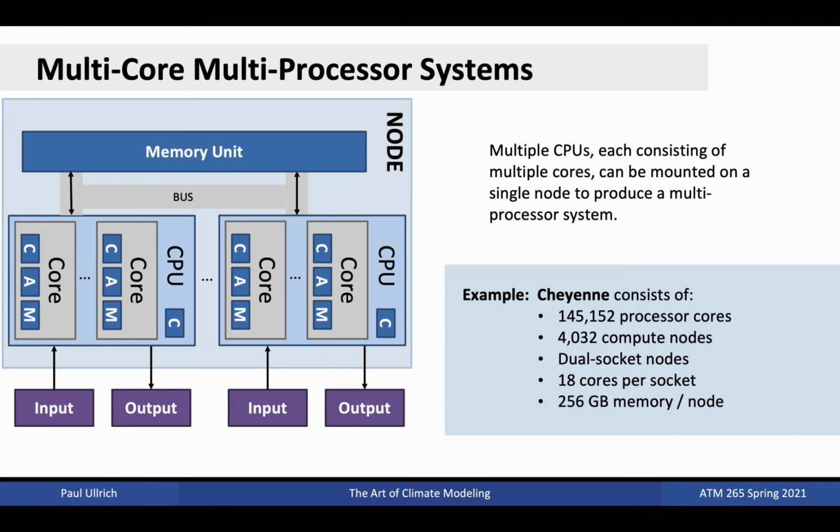Most supercomputing systems are also multiprocessor systems, meaning that multiple CPUs are mounted within a single node with a shared memory unit. This again enables higher performance when there are multiple parallel tasks to be performed. Cheyenne is an example of such a multi-core, multiprocessor system, with 145,152 processor cores total, distributed among 4,032 compute nodes. Each node is dual socket, meaning there are two processors per node. Each processor is an Intel Xeon with 18 cores per CPU. Both CPUs share the 256 gigabytes of memory per node.